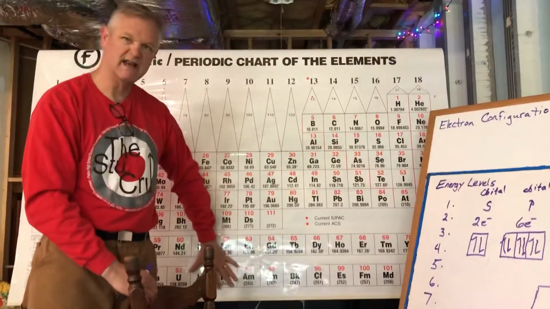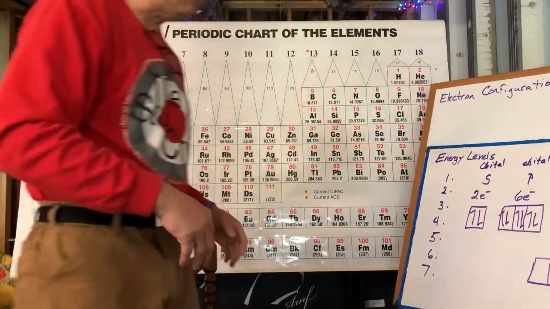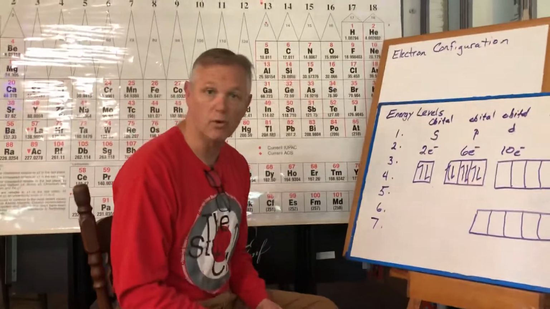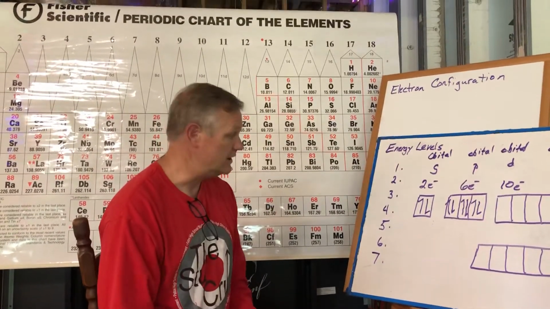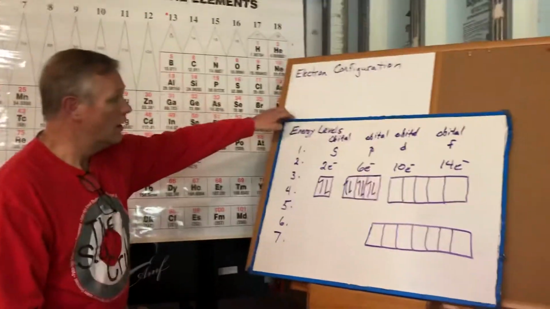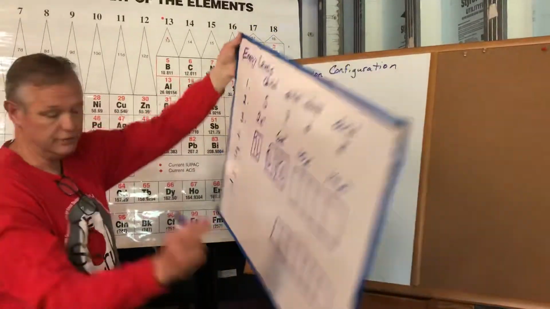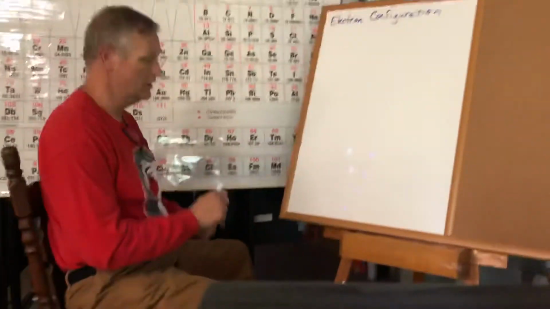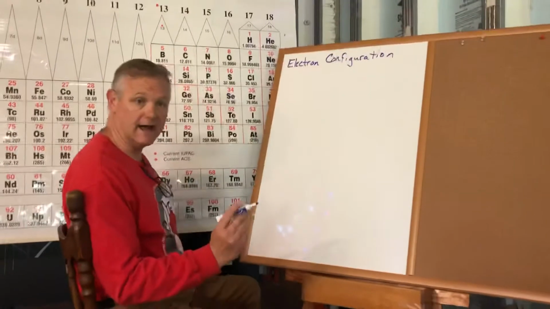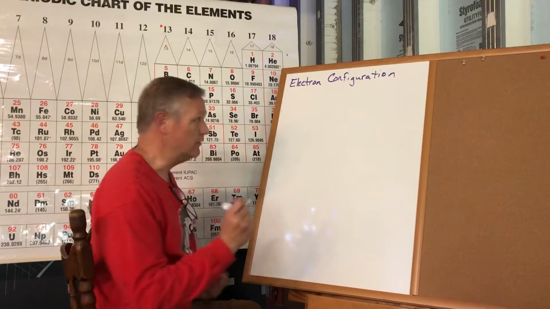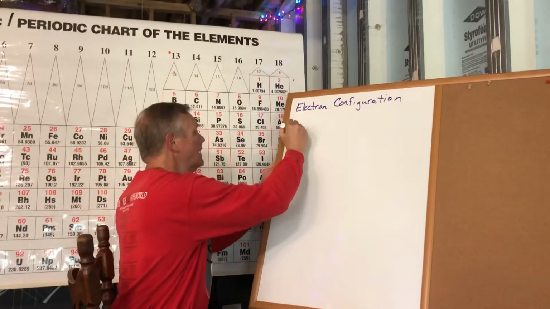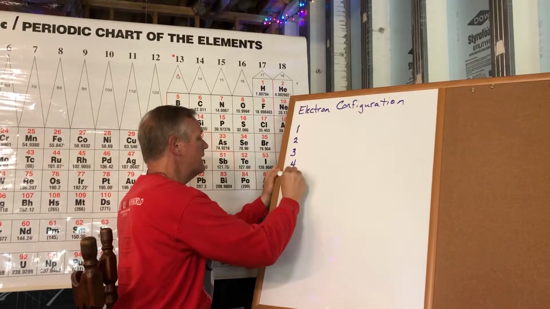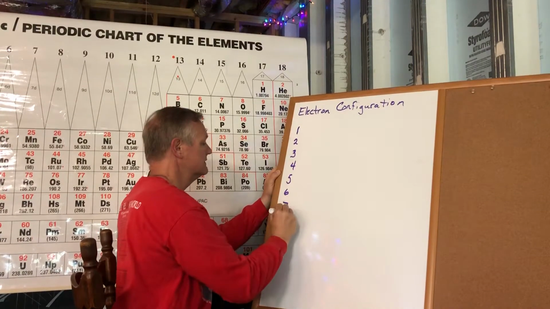The F block is down here. We're not going to deal with it just simply because most of them are rare metals or rare earth metals, or they're radioactive. So now what I want to do is draw for you the electron configuration pattern. So we already said that you have 7 periods. So I'm going to go 1, 2, 3, 4, 5, 6, 7.